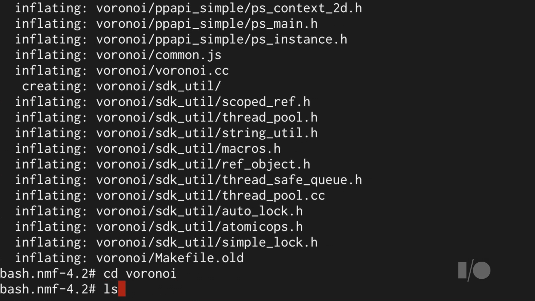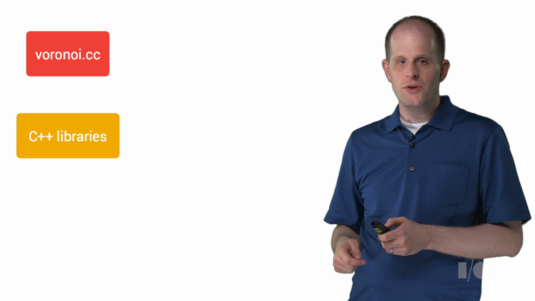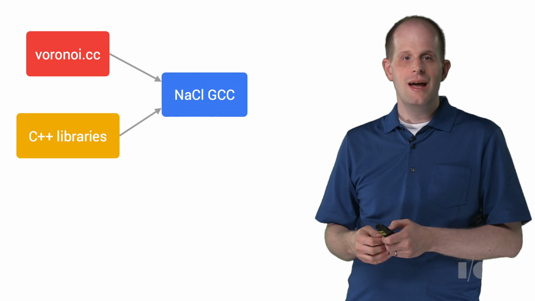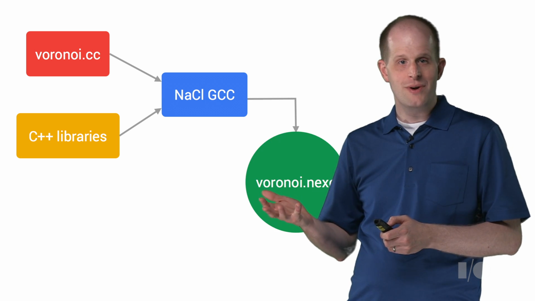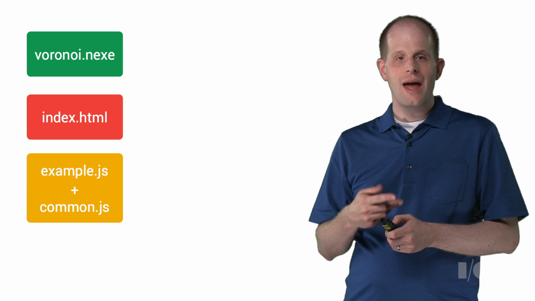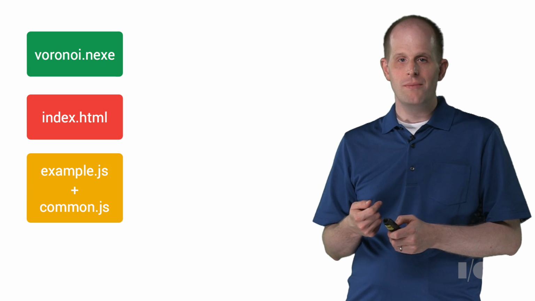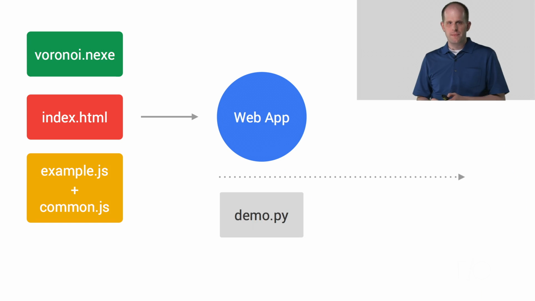Let's look at what we got. My project uses a bunch of different programming languages. The core application is in a C++ file called Voronoi CC, which is combined with several C++ libraries. These are then built with NaCl's GCC-based compiler, yielding a NaCl executable, Voronoi NaCl, all of which is driven by a bash build script. Voronoi NaCl is then combined with some HTML and some JavaScript, which creates a NaCl DOM element and routes UI actions to Voronoi NaCl, yielding the complete web app, which is then served up locally by a Python script, once again running in the NaCl sandbox.